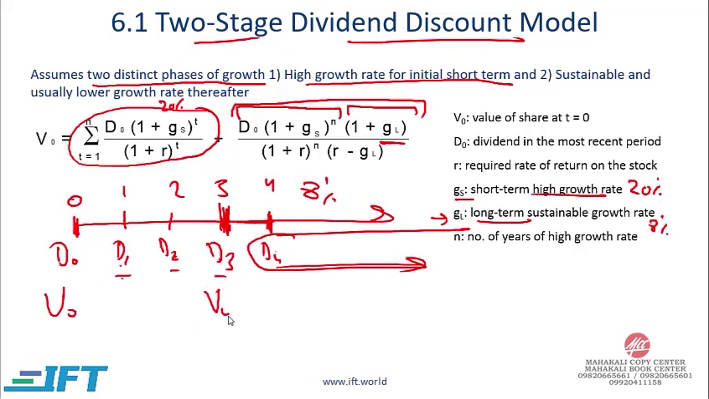How do you come up with value at time 3? Value at time 3 is simply equal to D4 divided by R minus G. And which G is this? This is the long-term growth rate, which is this point over here. And that is all we are really doing. Instead of focusing on this formula given in the curriculum, I would encourage you to think about this particular concept. If you try to memorize this formula without understanding what's going on, that is a recipe for disaster.